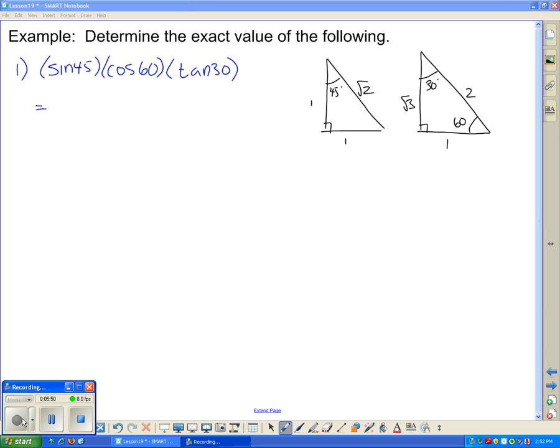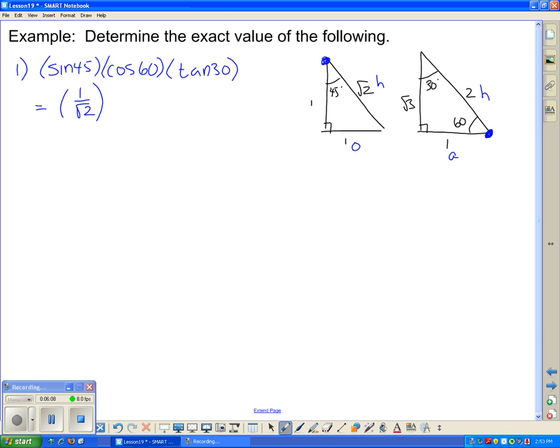So I want to replace sine 45 with the exact value. Sine 45 is opposite over hypotenuse. So this is going to be 1 over root 2. Cos of 60, if 60 is my reference angle, that's my adjacent, that's my hypotenuse. So cos 60 is equal to 1/2. And then tan 30, 30 is my reference angle. Tan is opposite over adjacent. So that would be replaced with 1 over root 3.